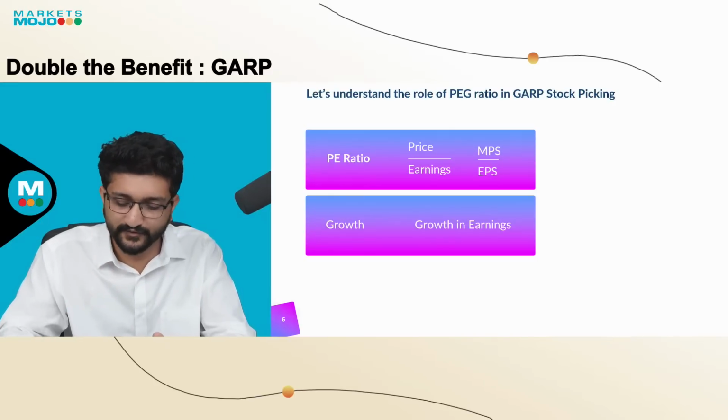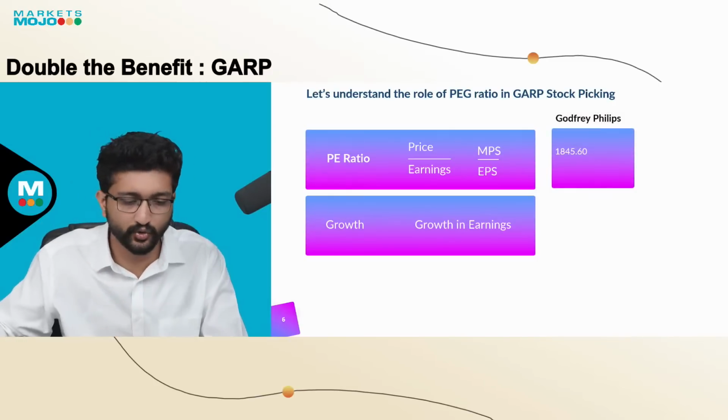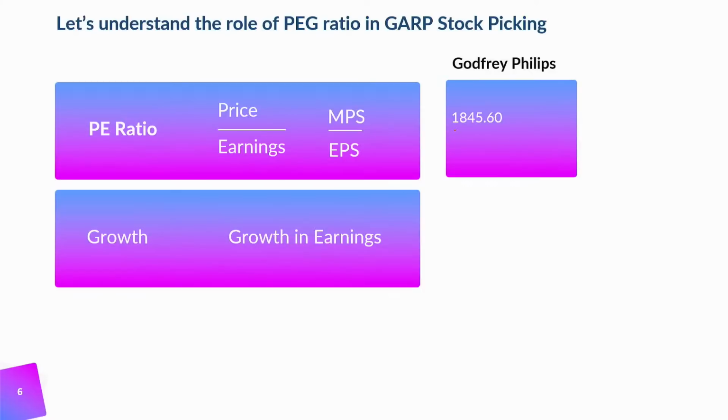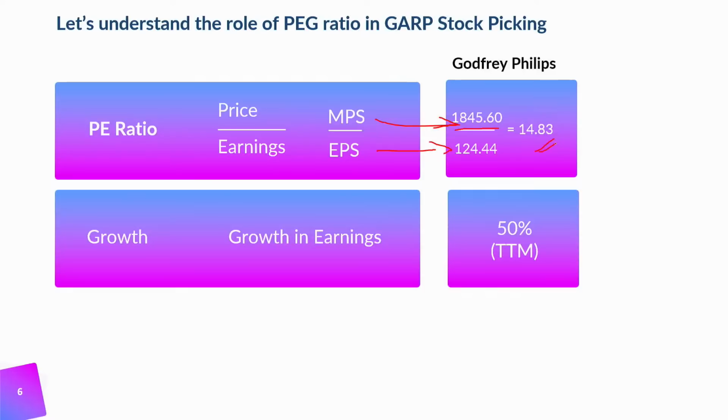Now if I take an example of a stock, I think you'll get some clarity. Let's look at Godfrey Phillips, for example. Just before the event, I don't know if it's the closing market price, but it was trading somewhere around 1845.60. This price is nothing but the 1845.60. And then we divided by the EPS, which is 124.44, to get the PE ratio of the stock, which comes to 14.83. Now, the growth when I speak about is nothing but the growth in earnings. So Godfrey Phillips has seen some 50% growth in its trailing 12-month earnings.